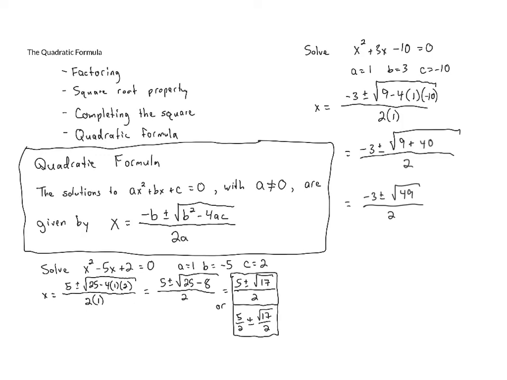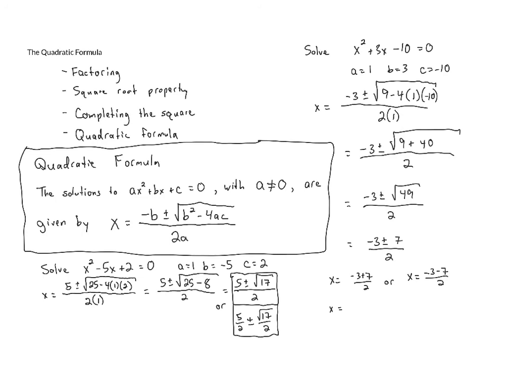Now this is different from the last problem because now we have a perfect square underneath the radical and we can evaluate that. This becomes negative 3 plus or minus 7 over 2. And now we're going to want to look at these two solutions separately because we can actually take negative 3 plus 7 and negative 3 minus 7 and divide those by 2, and then we'll get simpler answers. So we've got negative 3 plus 7 over 2, or x can be negative 3 minus 7 over 2.